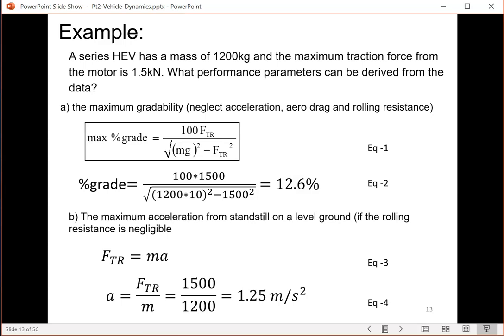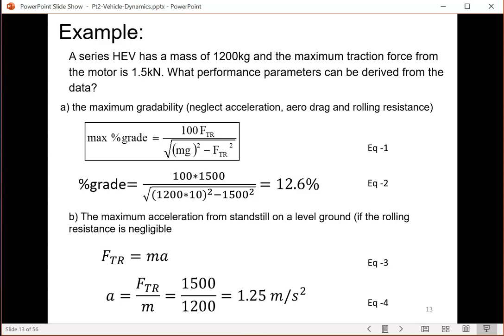Sometimes you might get a definition of a torque, in which case you would have to convert to a force first. But I'm giving you the force straight away. So what kind of performance parameters can be derived from here? A lot. For example, we can work out the maximum gradability.